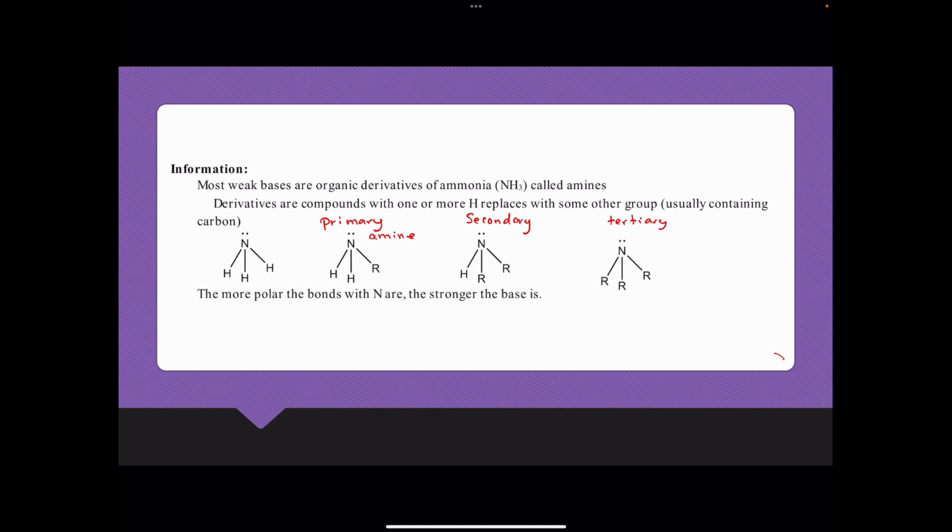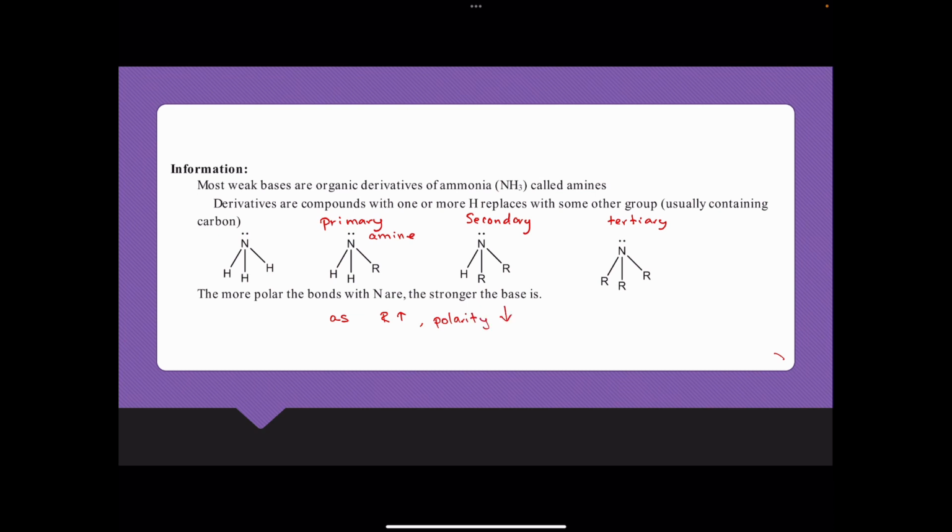In the case of these, our strength is again going to depend on polarity. The more polar the bonds, so the more electrons we have focused up on that nitrogen, the better ability it has to attract hydrogens. What we're looking at here is that my nitrogen-hydrogen bond is going to be very polar. My R groups are going to tend to be carbons, which are less polar. And so as R increases, our overall polarity decreases.